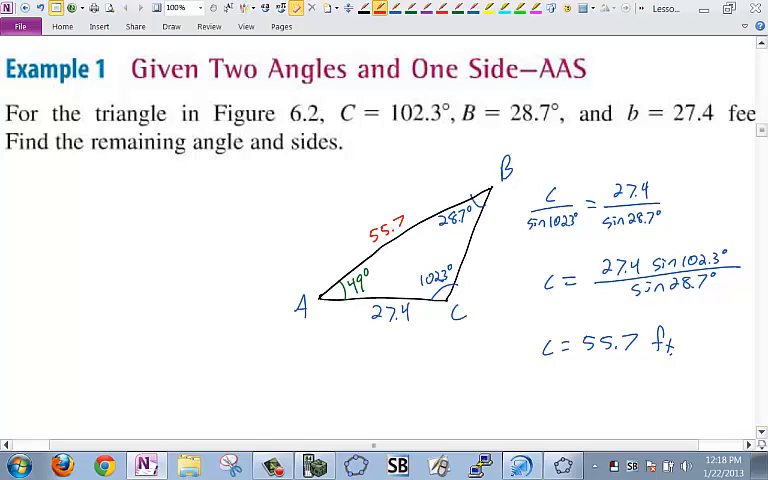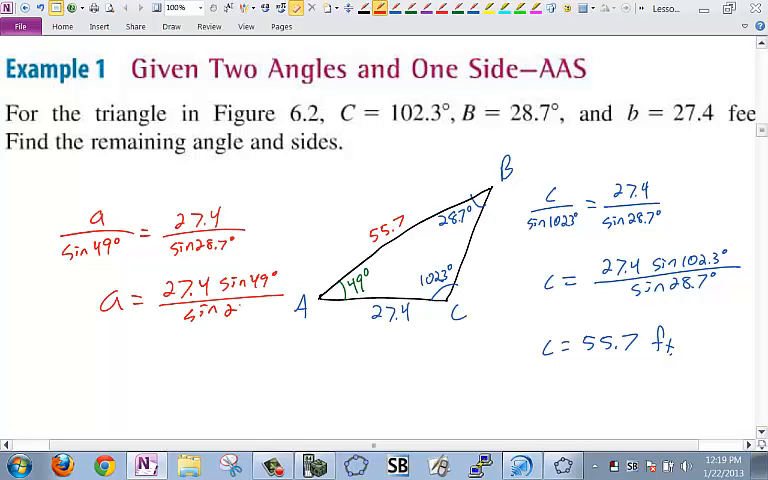Okay. Next, we find side A. I've already determined I don't want to use C. I didn't store it. So I'm going to say A divided by the sine of 49 degrees equals 27.4 over the sine of 28.7 degrees. So side A is going to be 27.4 sine of 49 over the sine of 28.7. Okay? Agreed? Yes.